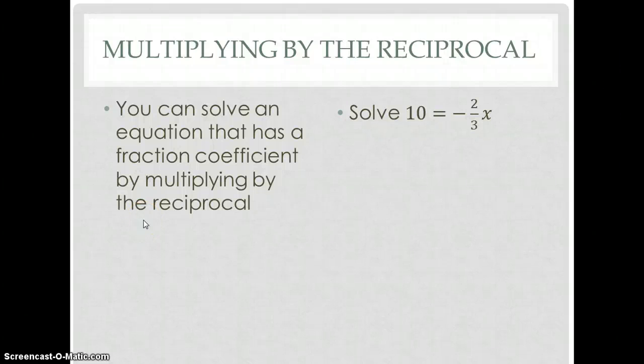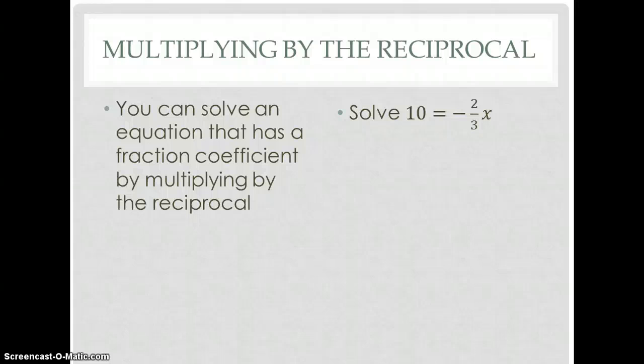One more step here that we can do is if we have a fraction that is not just a variable over a number. Okay? There's a couple of different ways we can go about doing this. I'm going to show you the shortest, most efficient way. And if we're unsure on it, we have another way to do it as well. But we can solve an equation that has a fraction coefficient by multiplying by the reciprocal of that fraction.